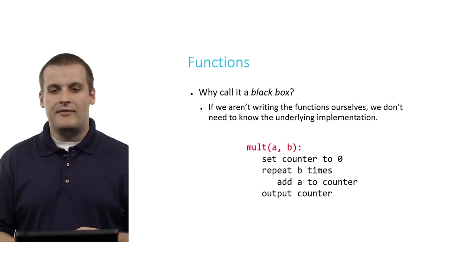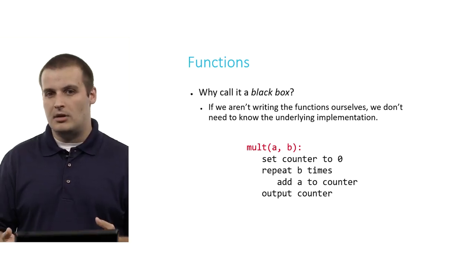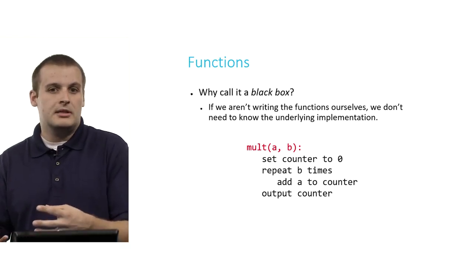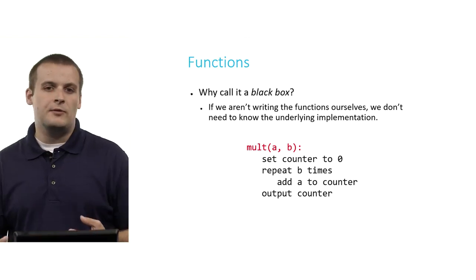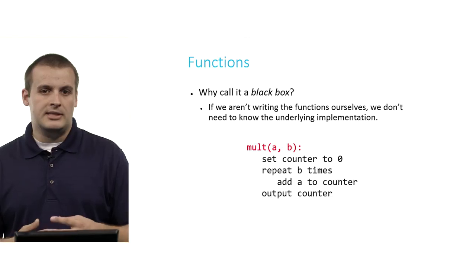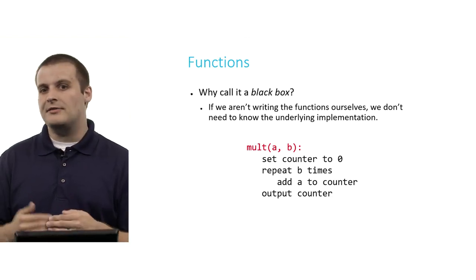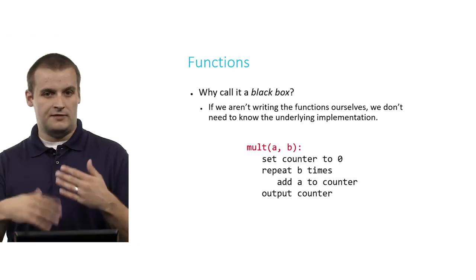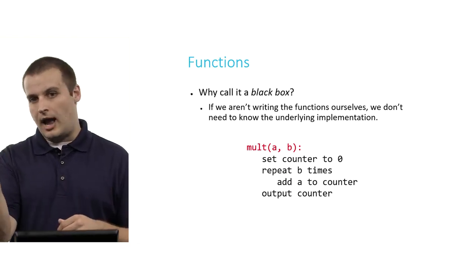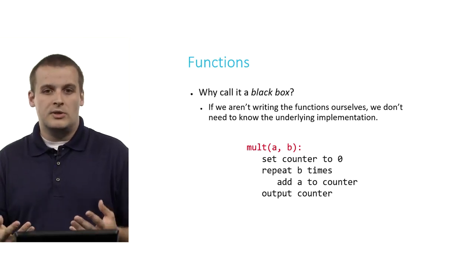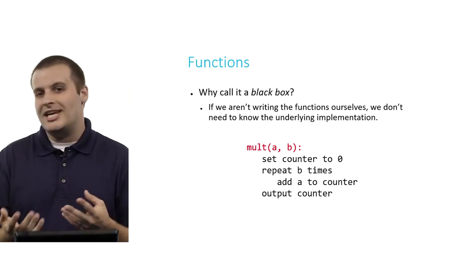But mult could also be implemented like this. We could have a counter variable that gets set inside of mult to 0, and then we repeat this process B times, add A to counter. So for example, if we multiply 3 for A by 5 for B, we could say set counter to 0, repeat 5 times, add 3 to counter. So we start at 0, and then we do this 5 times. 3, 6, 9, 12, 15. It's the same result. We still get 3 times 5, just the implementation is different.